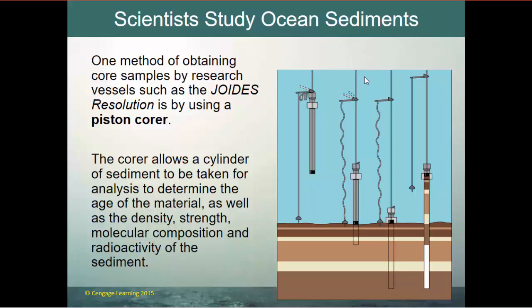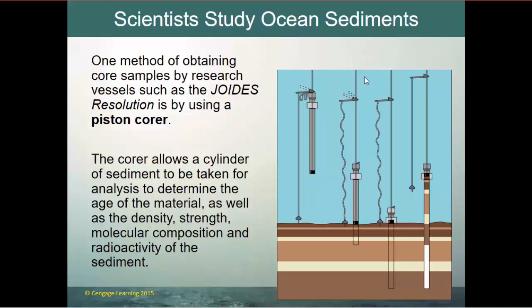So this is one method of obtaining core samples. It's called a piston core. The core allows a cylinder of sediment to be taken for analysis to determine the age of the material, as well as the density, strength, and molecular composition of the radioactivity in the sediment. So you pull the sediment up, you radioactively age it, and then you know what was happening in the marine environment above that area based on the type of sediment it is. And it's a very, very good way to get a climate history, whether it was cold or warm in the past.